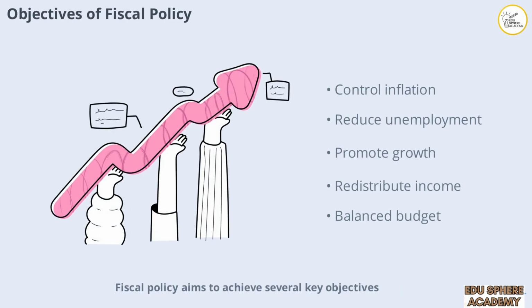Fiscal policy aims to achieve several key objectives. These include controlling inflation, reducing unemployment, promoting economic growth, redistributing income, and maintaining a balanced budget. By targeting these goals, governments can create a stable economic environment that benefits society as a whole. For example, increasing spending on infrastructure can create jobs and boost demand, while adjusting taxes can help manage inflation and income inequality. Each objective plays a vital role in shaping the economy's direction.